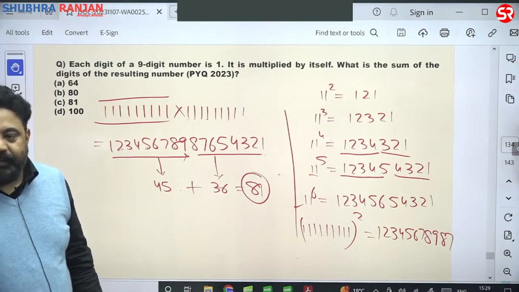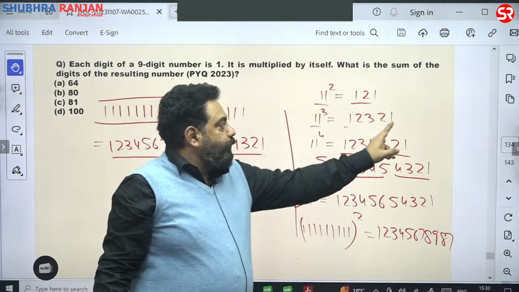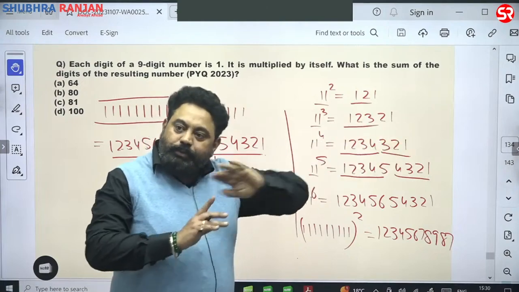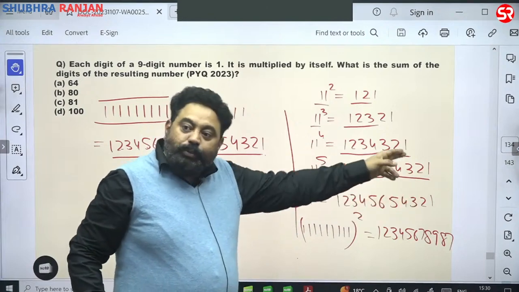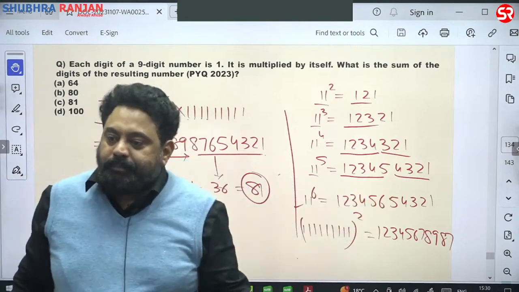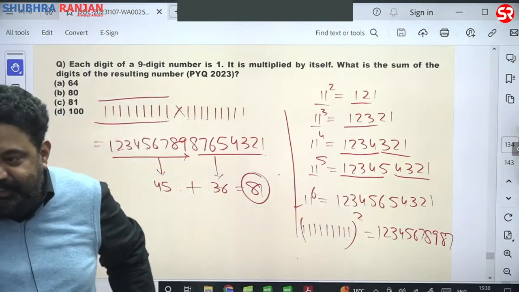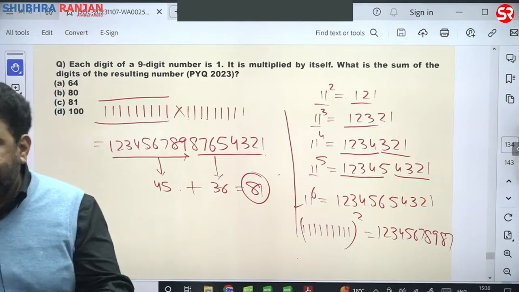Got it? Watch, 11 squared is 1 2 1, 11 cubed is 1 2 3 2 1, 11 to the power 4 is 1 2 3 4 3 2 1, reverse. Got it? Yes. I think I have made you do this in my classes every time. Every class we have done it.